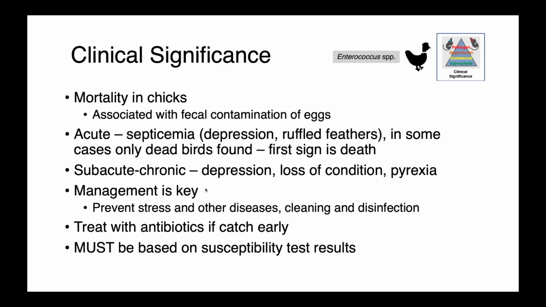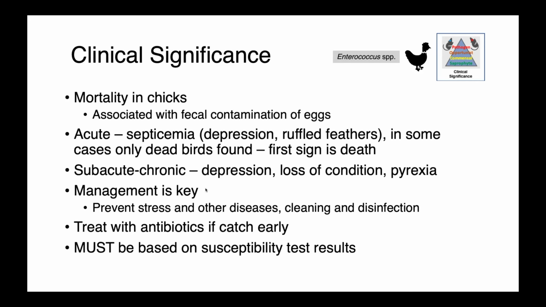Finally, we're moving on to Enterococcus. In poultry, this is associated with mortality in chicks, and we see it when we have fecal contamination of the eggs. Remember, Enterococcus is found in the intestine. In acute disease, we see septicemia, so the chicks are depressed, they have ruffled feathers. In some cases, you may only find dead birds. The first sign can be death. In subacute to chronic presentations, depression, loss of condition, and pyrexia can be observed.